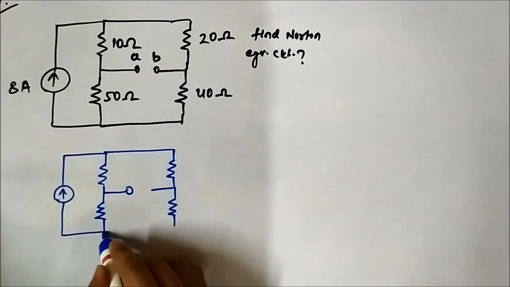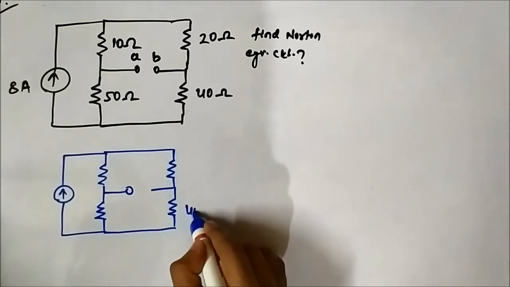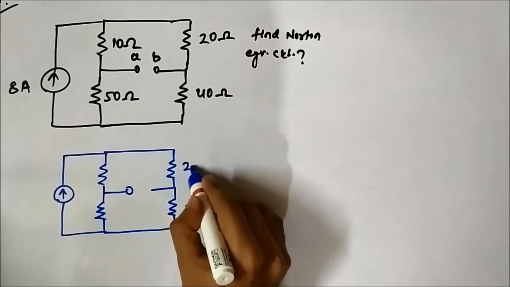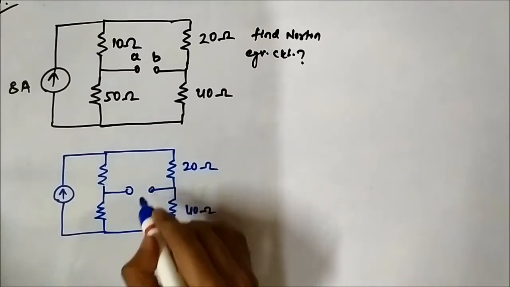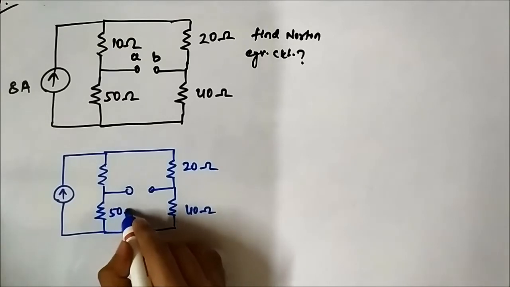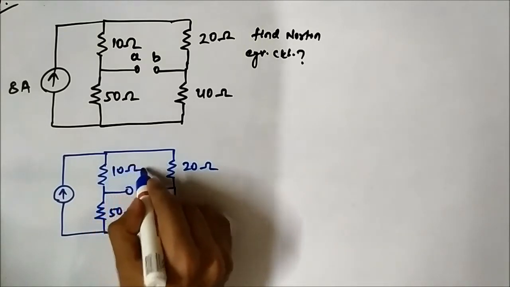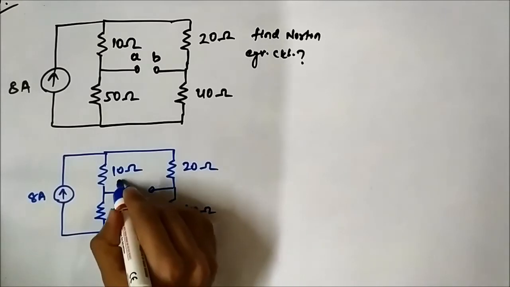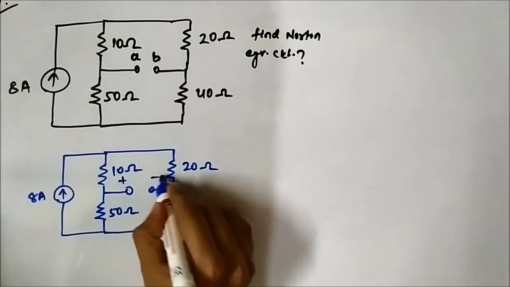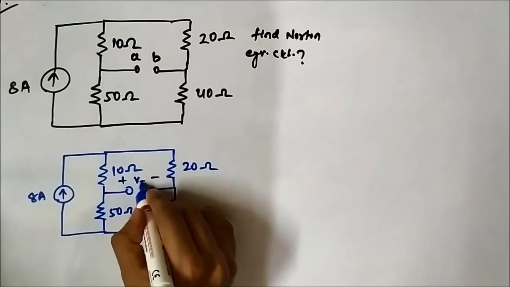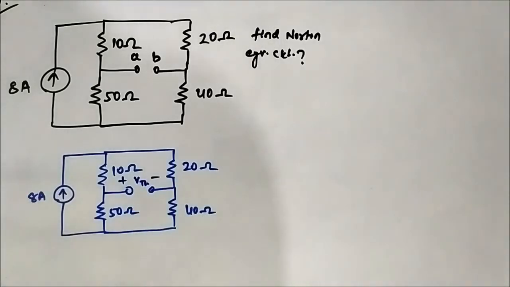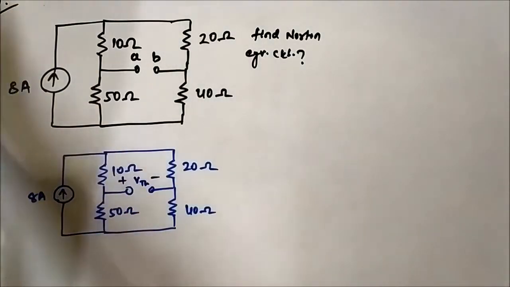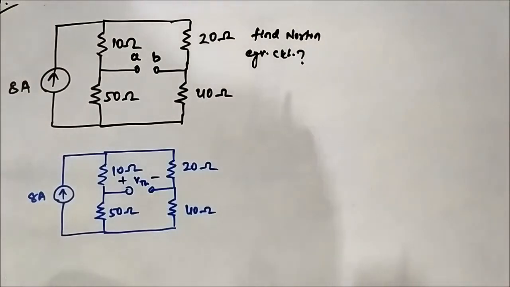This is 40 ohm and 40 ohm, 20 ohm, 50 ohm, 10 ohm. This is 8 ampere. So we have to find this voltage, VTH. For that, we have to find the currents flowing through these resistors.